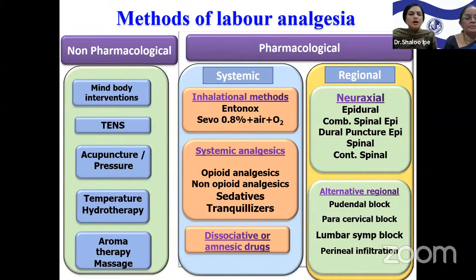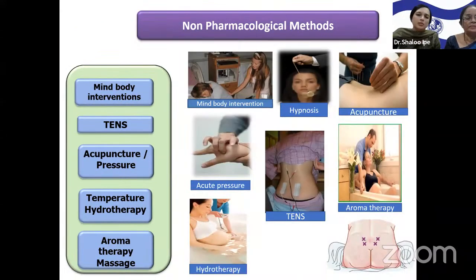Different modalities are available for labor analgesia, non-pharmacological as well as pharmacological. Pharmacological methods include systemic as well as regional analgesia. Non-pharmacological methods, as shown in this picture, are said to be very effective in early stages of labor, and they can be combined with other pharmacological modalities.